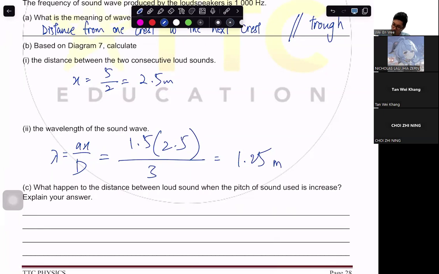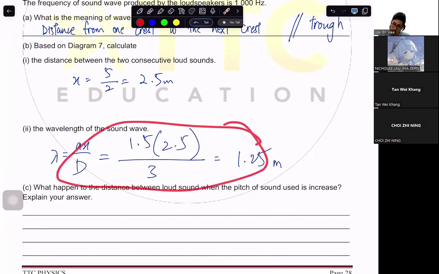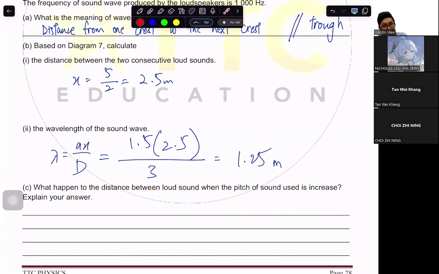Okay, now, always after you do this calculation, almost 99% of the time, I can guarantee, they will ask you, what happens if you do this? What happens to one of the things if you do something? So like they say, what happened to the distance between the loud sound? What happened to the X when the pitch of the sound is increased?